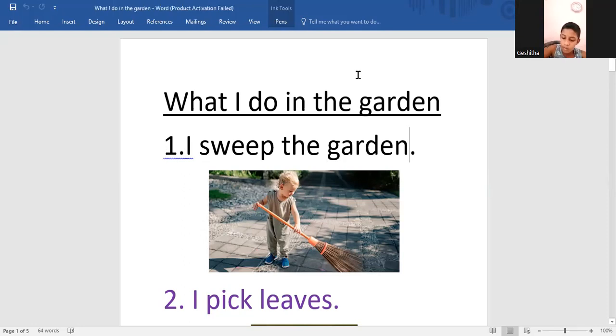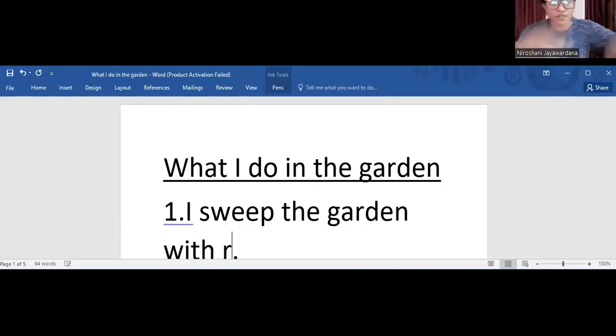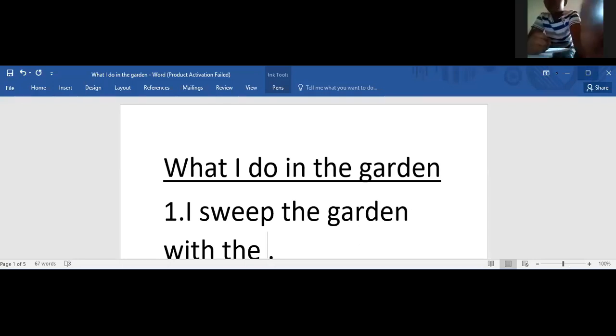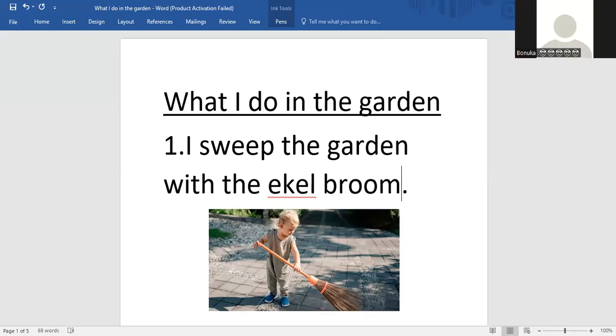Now you know garden tools. So shall we write? Garden tools. I sweep the garden with the eagle broom. Yes, and draw a small picture. Sweep is the verb, the action: I sweep the garden with the eagle broom.